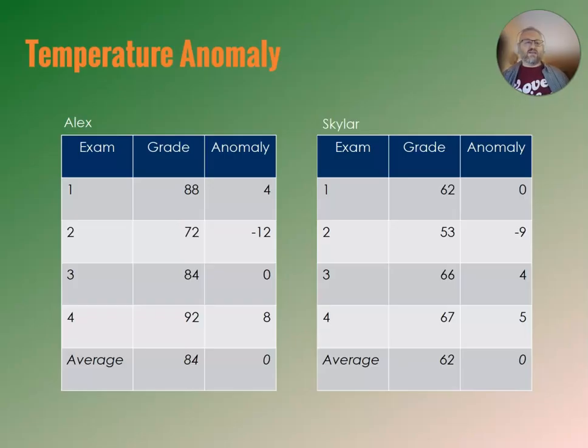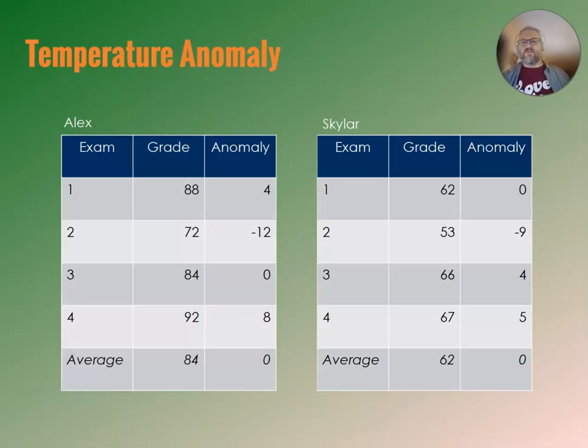Right? So Alex was the better student, with an average of 84 across the 4 exams. Skylar only had an average of 62 across those 4 exams. Then for each exam, you can calculate the anomaly for that exam's score relative to that average across all 4 exams. So for example, Alex's exam 1, they scored an 88. That is 4 points higher than their overall average of 84, so their anomaly is a positive 4.